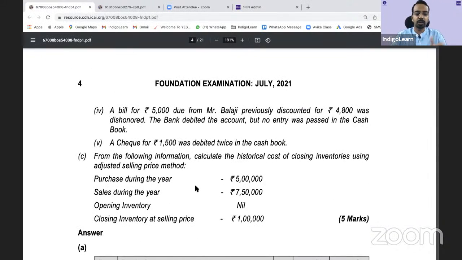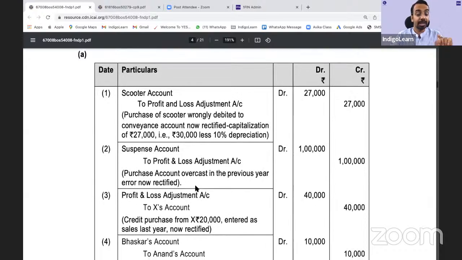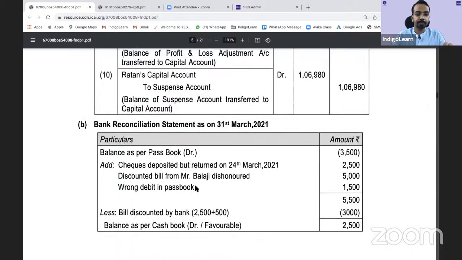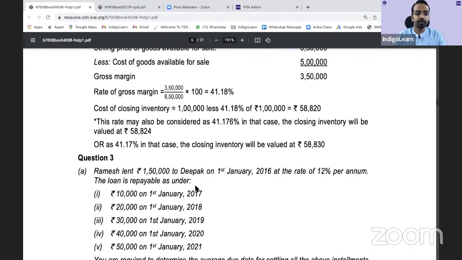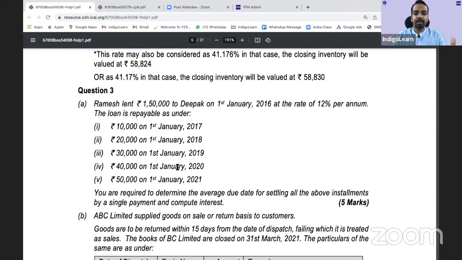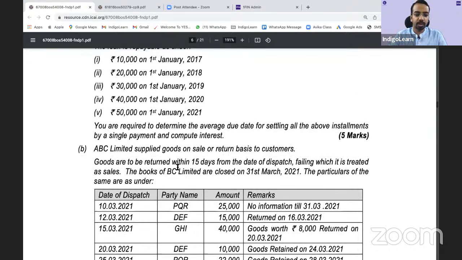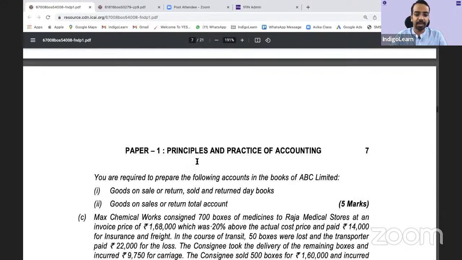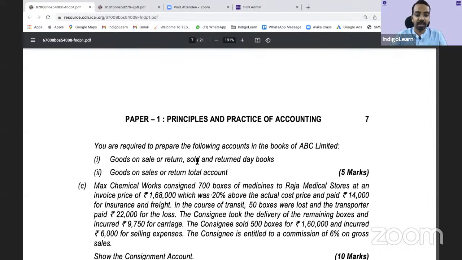Then a simple question on inventory, 5 marks. Writing of narration is very, very important. Then this is a BRS. Then average due date, a question where you cannot lose marks because the format is standard and the formula is standard. You just need to ensure you count the dates properly. If you count the number of days properly, you are through. Then the next one is on sale and return, again a simple entries related question.